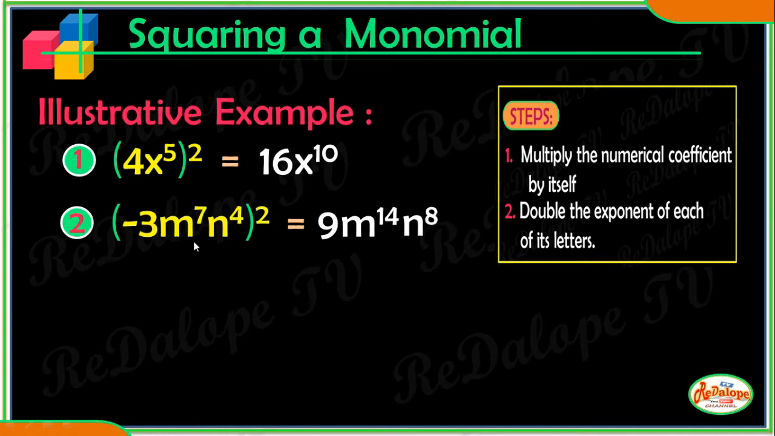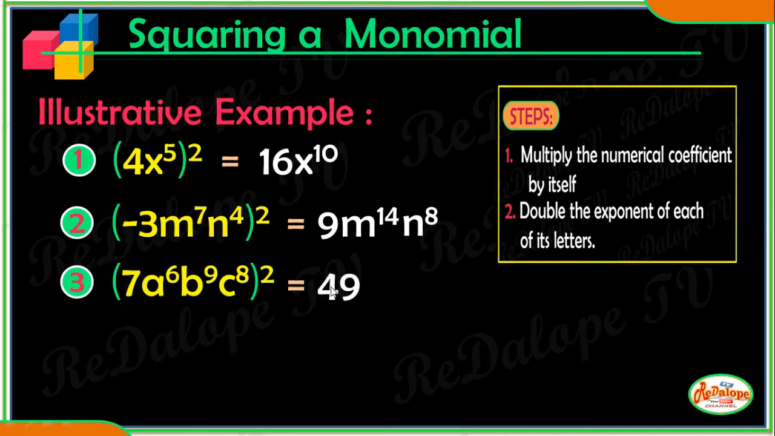So when we square (-3m^7 n^4), the answer would be 9m^14 n^8. Number 3, so we have the quantity (7a^6 b^9 c^8)^2. So again, we will multiply the numerical coefficient by itself. So 7 times 7, so that is equal to 49. And then retain the variables a, b, c here. So we have a, b, c.